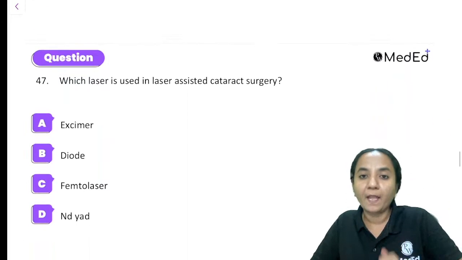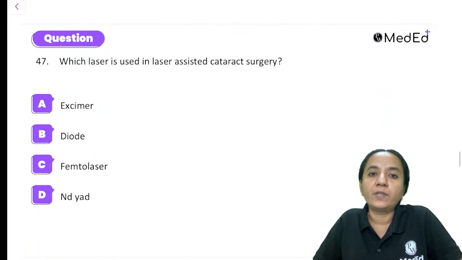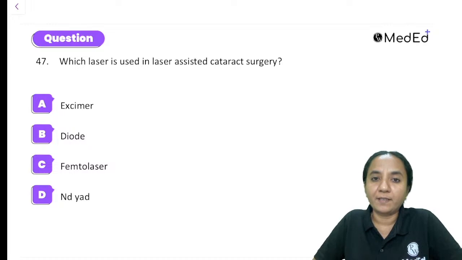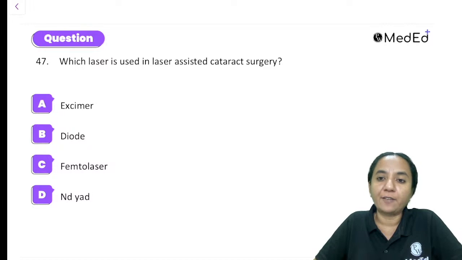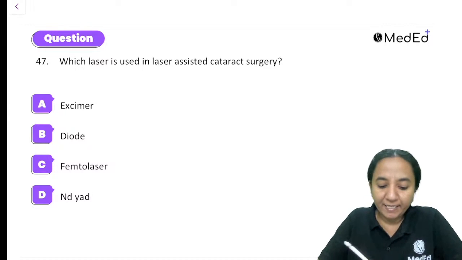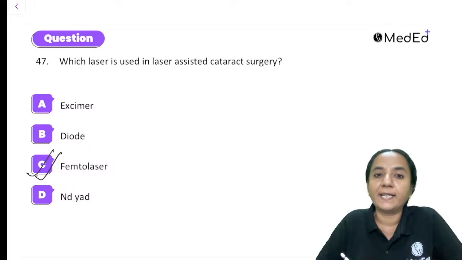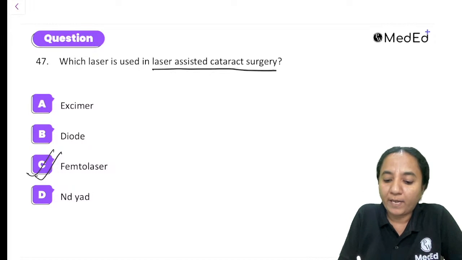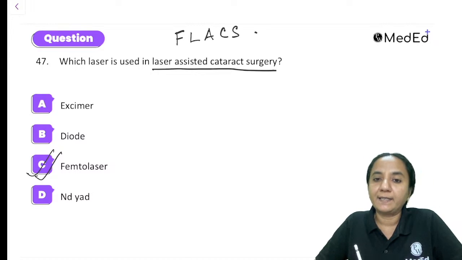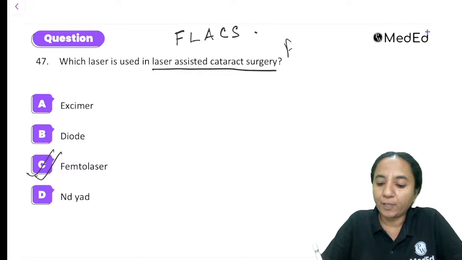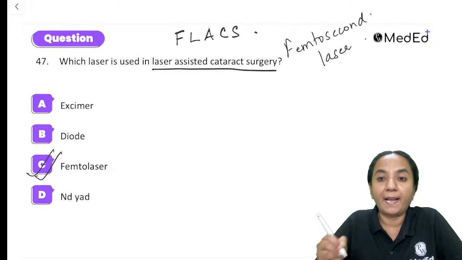Next question. What is the laser used in laser assisted cataract surgery? Right, it is femtosecond laser. So laser assisted cataract surgery, the actual name is FLACS, femtosecond laser assisted cataract surgery.